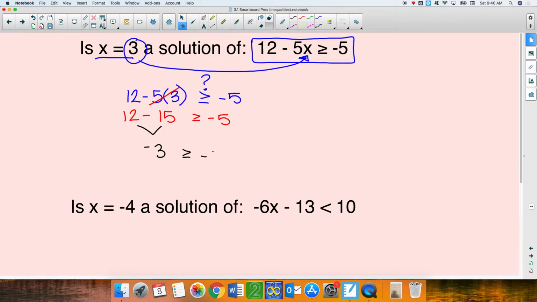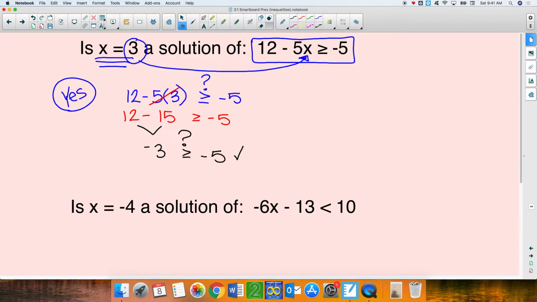So the question is: is this a true statement or not? Is negative 3 greater than or equal to negative 5? Negative 3 is closer to 0 on the number line, which means it's bigger. So that is true. So the question is: is x equals 3 a solution? Yes.